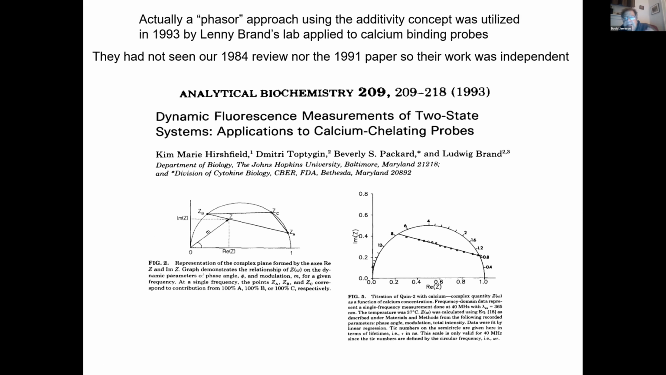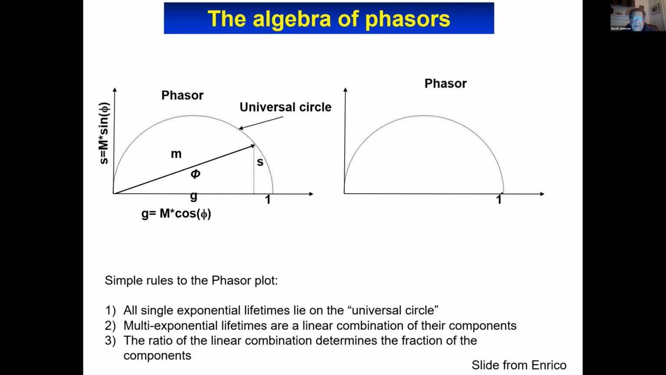But they had not seen the 1984 review nor the 1991 paper. Their work was completely independent, but they never named their plot, which is too bad. We would have had another name out there. So let's talk about the algebra of phasors.